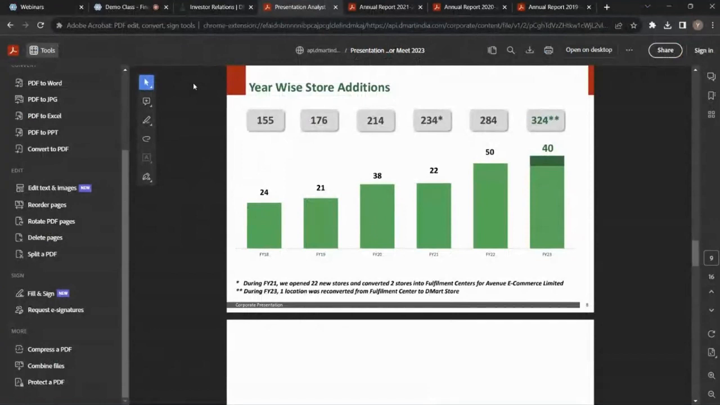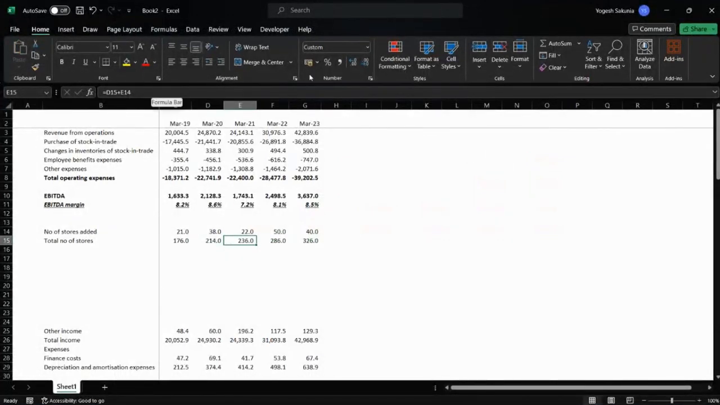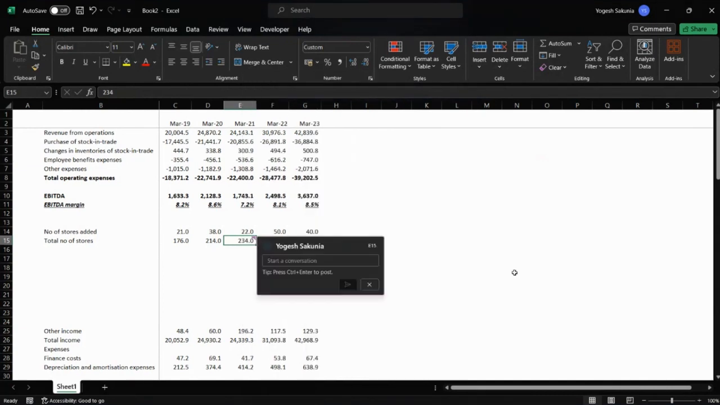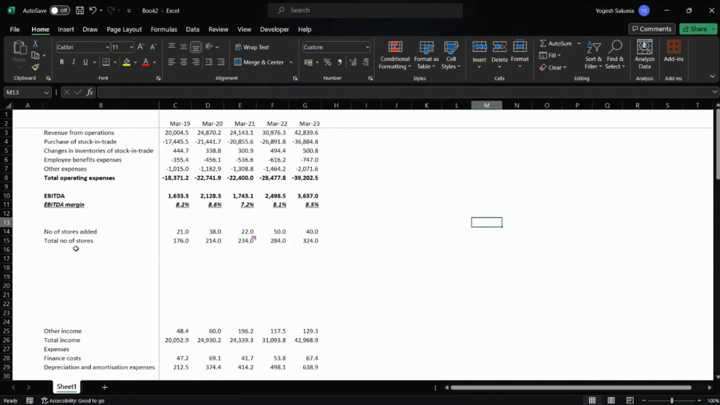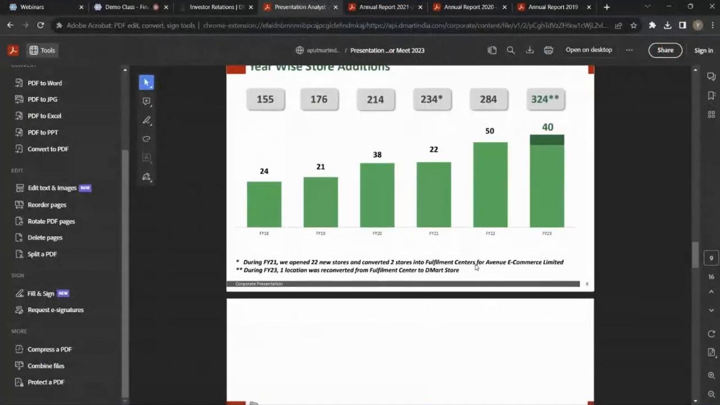So that comes out to be 326, but it is not 326, it is 324, and you have got information about that. Two of the stores were converted to fulfillment centers. So we can't do that, so we'll just do 324 here, right? You can write a note for yourself: two stores converted to fulfillment centers.